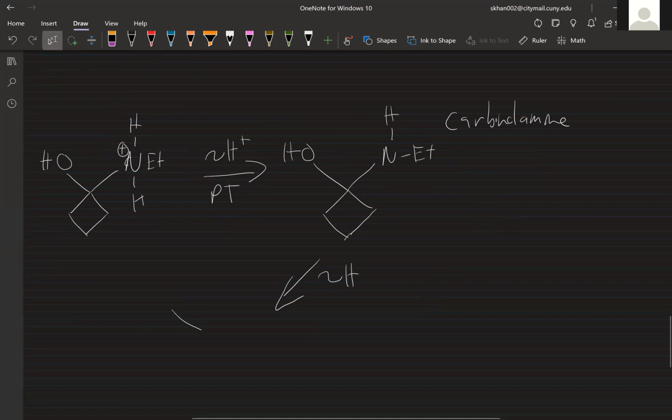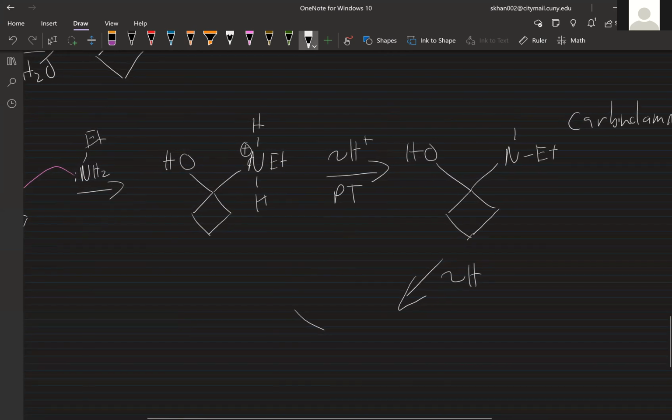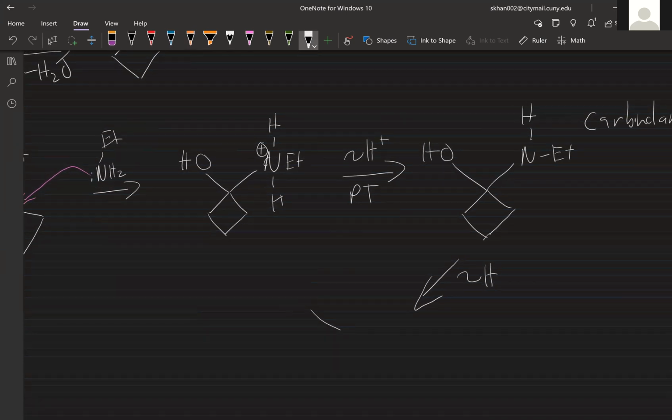I guess a good way to test this would be to use a deuterated amine. If you had a deuterated amine, you could confirm whether an internal proton transfer happened, because you could track the deuterium or do some other kind of labeling. Then you would just look for DOH. That would be a way you could confirm that, but it doesn't really matter.